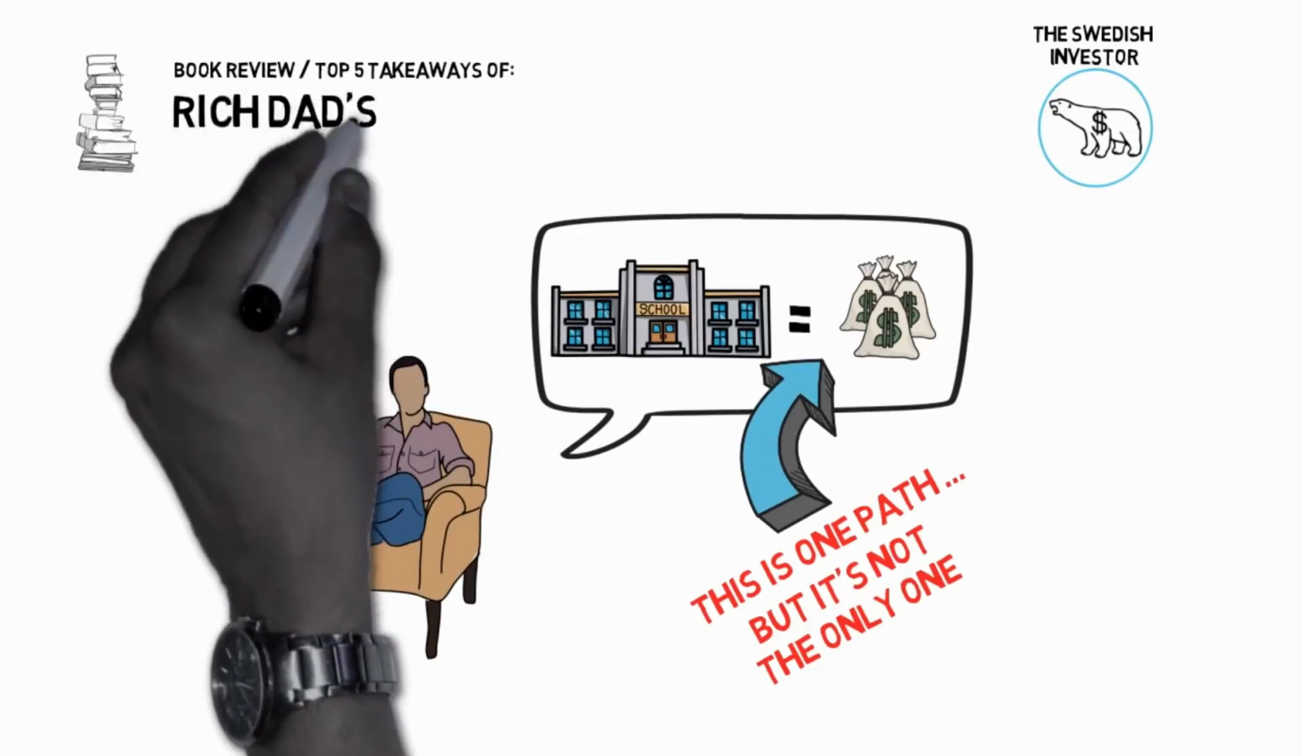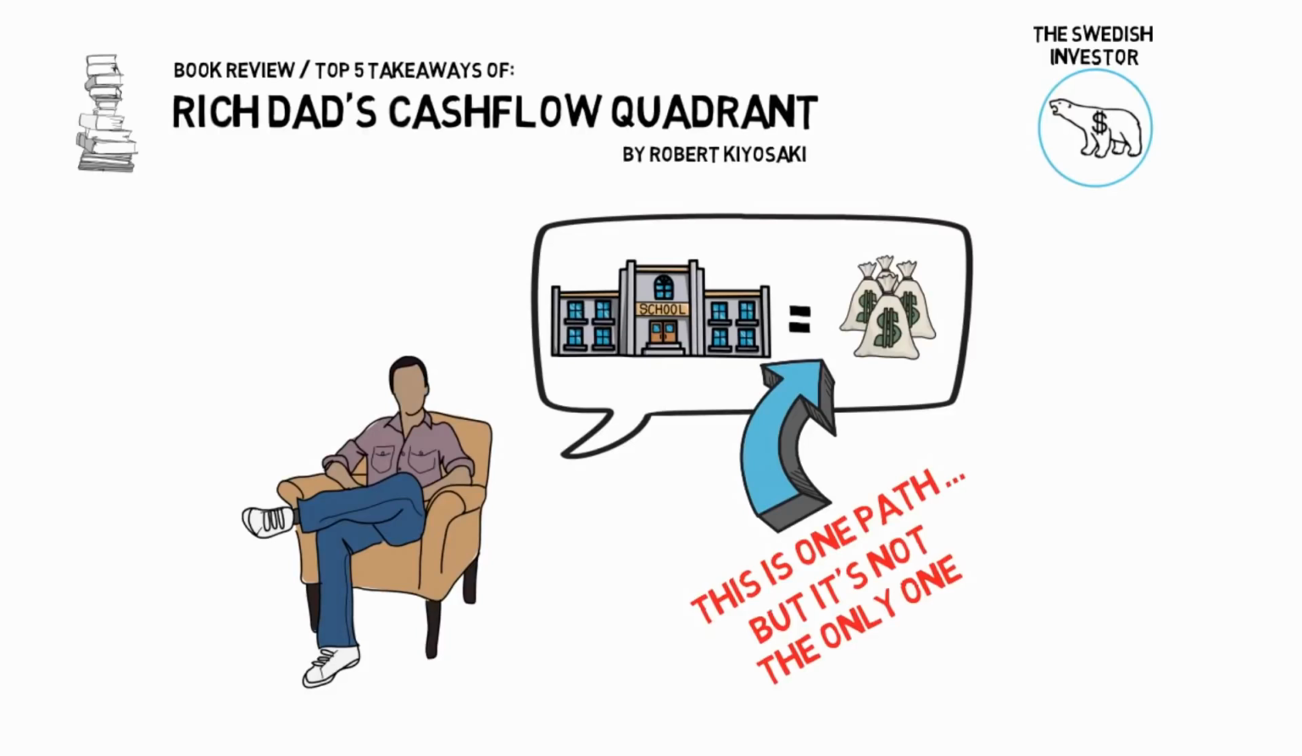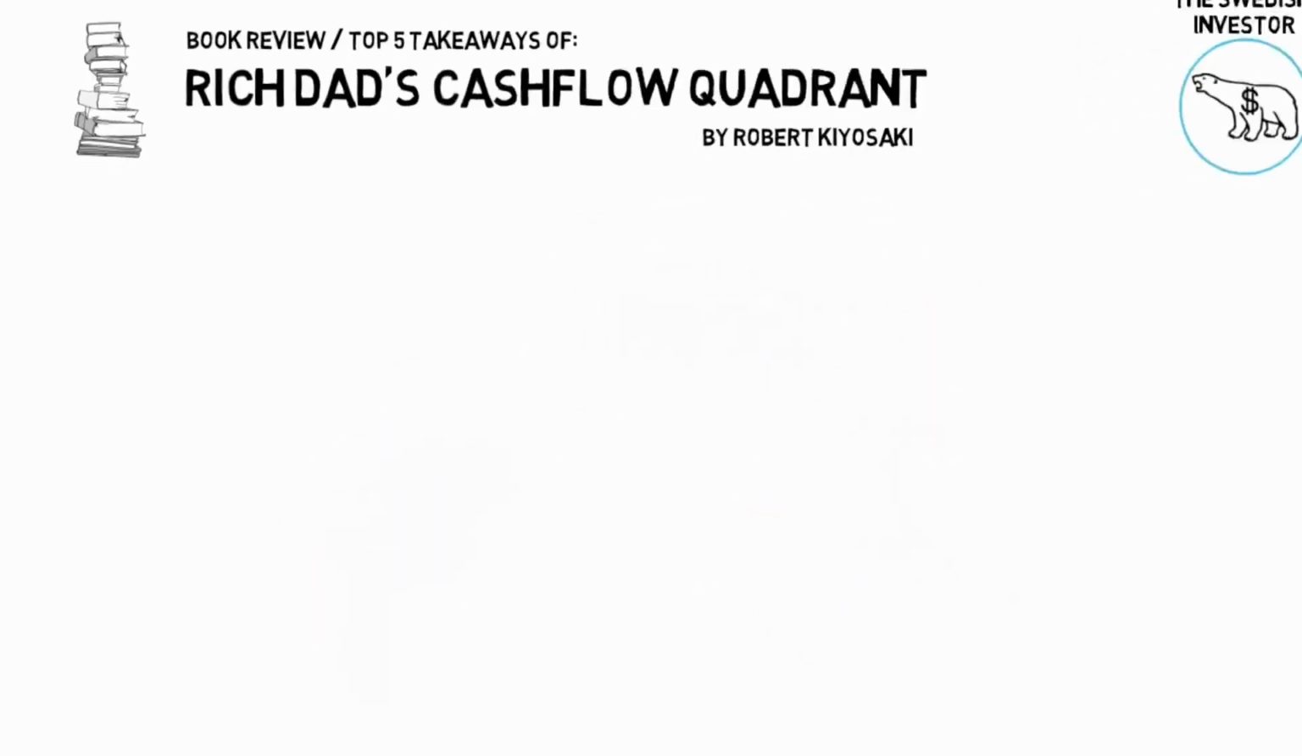In Rich Dad's Cash Flow Quadrant, Robert Kiyosaki explains that there are 4 different paths to become wealthy, but some of them are more efficient than others.